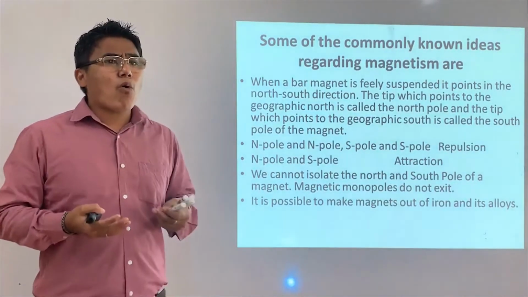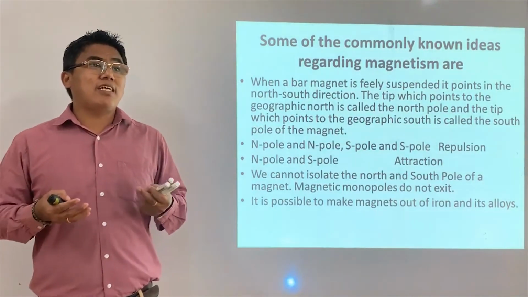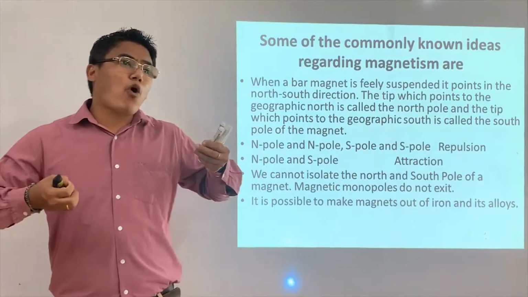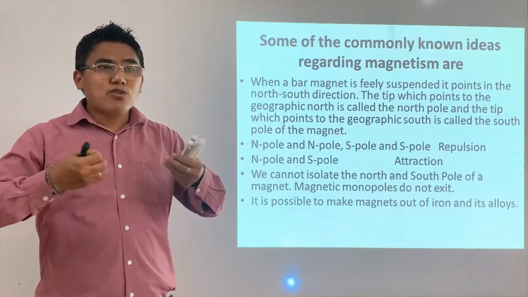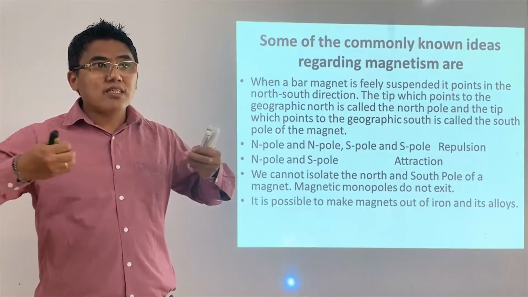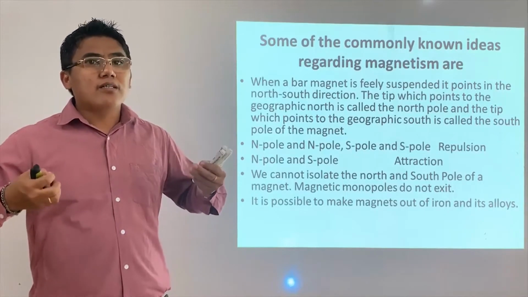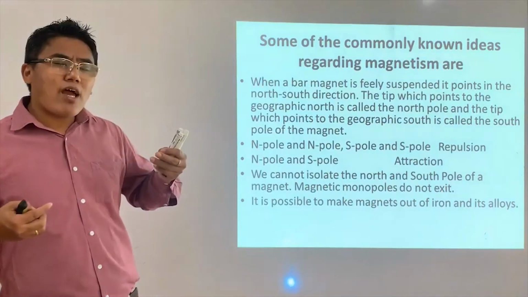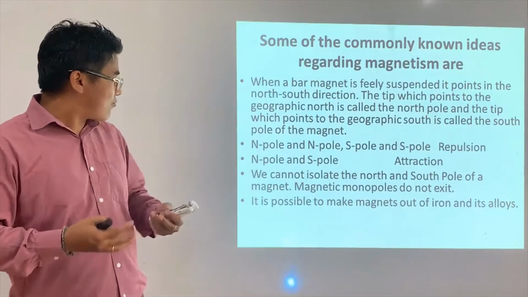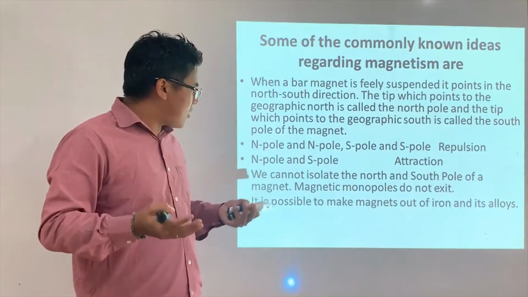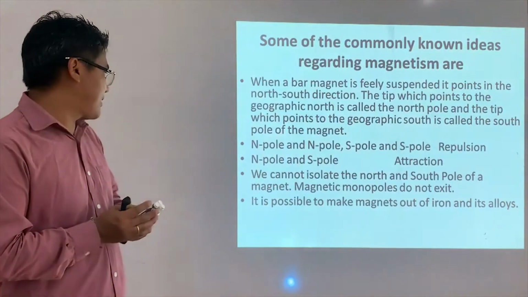One more thing we have studied is that when I bring the north pole of one bar magnet to the north pole of another, you see a repulsion. Like poles repel each other. And when I bring a north pole and a south pole together, they attract each other. This is a fundamental property of magnets.